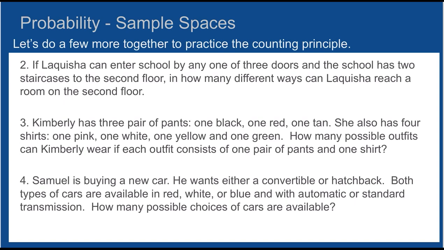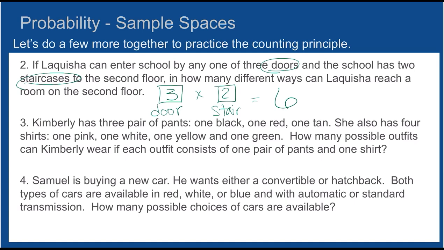If LaQuisha can enter school by any one of 3 doors, and the school has 2 staircases to the second floor, how many different ways can LaQuisha reach a room on the second floor? Well, she has to go through a door, and she has to go up a staircase, right? There are 2 different options. The first one, the door, there are 3 different doors she could choose from. The second one, the staircase, there are 2 that she could choose from. So how many possibilities exist? 6 different ways that she can get to the second floor.